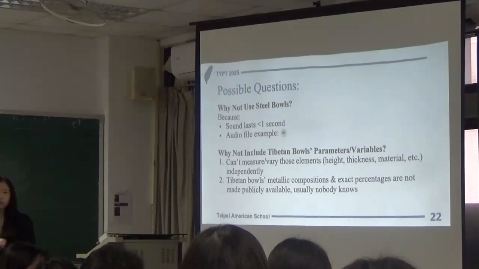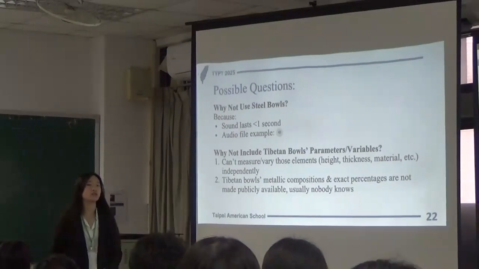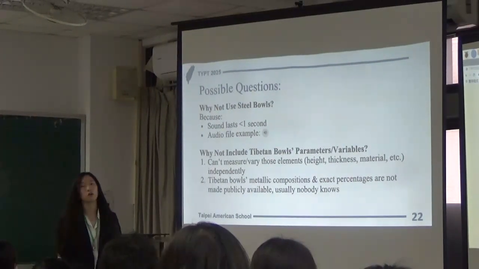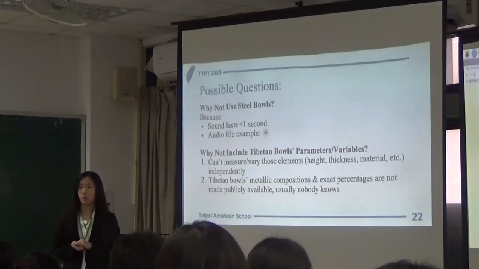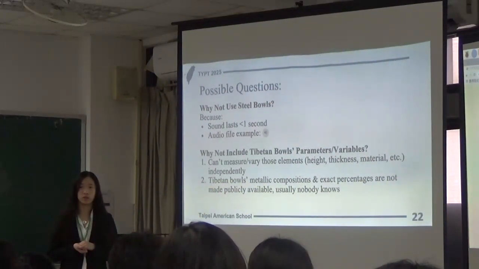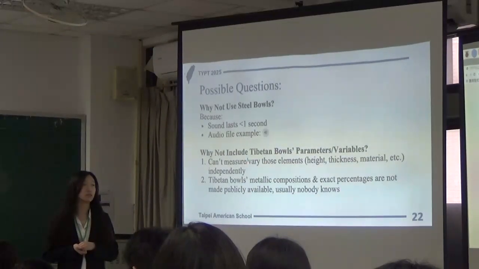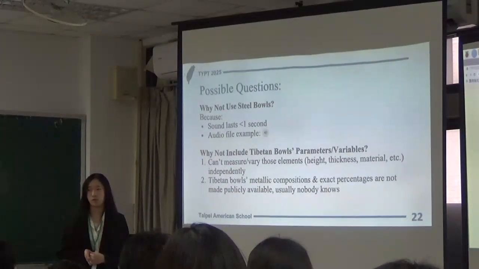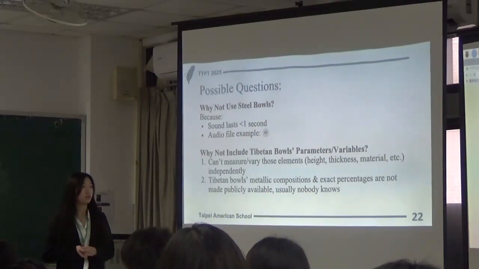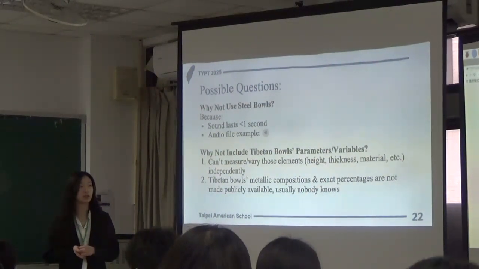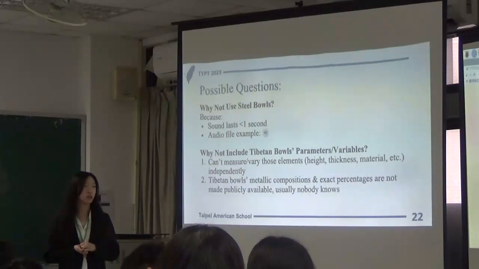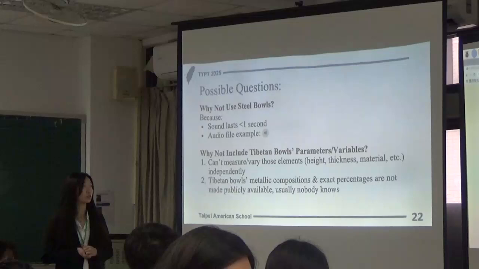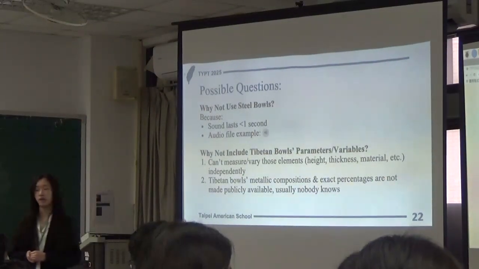Okay, so I'll now justify some of the decisions that I made when I was conducting my experiment. So the reason why I did not use the fourth steel bowl, and instead used Tibetan bowls, is because I found out that the sound lasts less than 1 second, and it's quite difficult to detect a wailing sound out of that, so that's why I did not include it in my experiment.